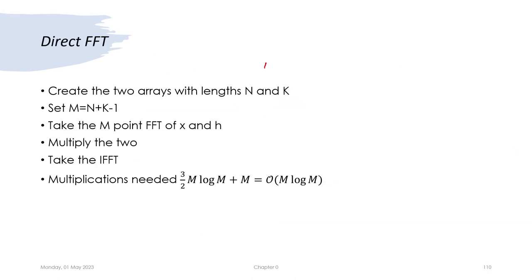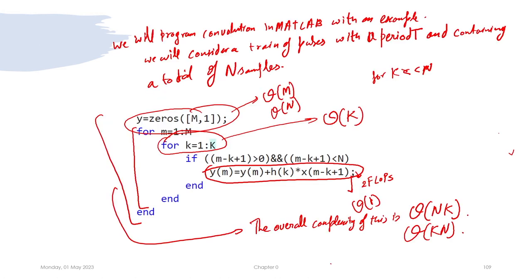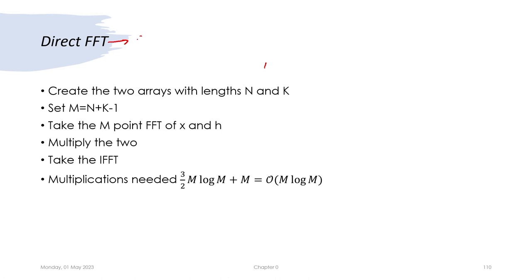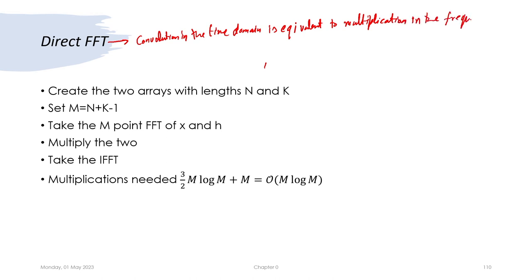So the second way of approaching this, you would have done in your signals and systems course, or if you have done a course on digital signal processing, you might have done this there as well, using the FFT. So this derives from the fact that convolution in the time domain is equivalent to multiplication in the frequency domain.